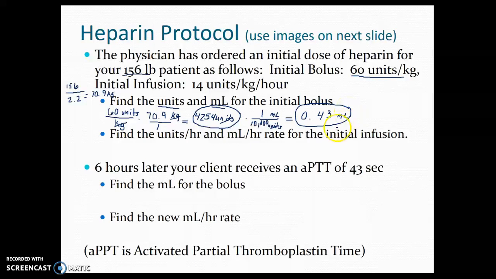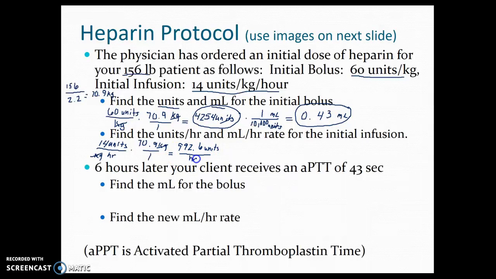Next, I move on to the initial infusion. So in the problem, the initial infusion is the 14 units per kilogram per hour. So I start with 14 units on top, and I want labels of both kilograms and hour in the denominator. Again, I want to cancel the kilogram label, so I'll multiply by my patient's weight of 70.9 kilograms. Canceling the label of kilograms, I go to my calculator to do the math, and I get 992.6 units an hour. So that is one of the answers that I wanted because I was told to find units per hour, and at this moment I do have units per hour.